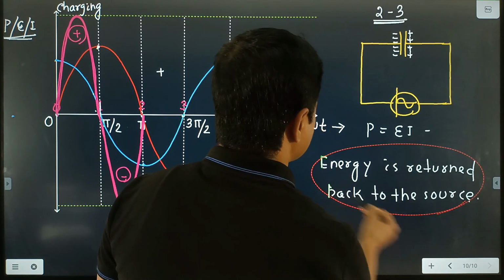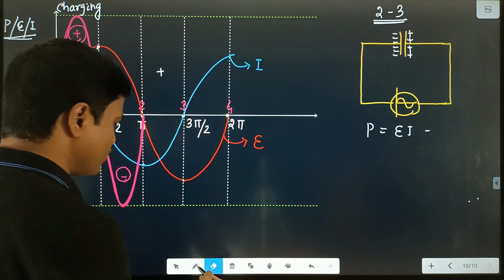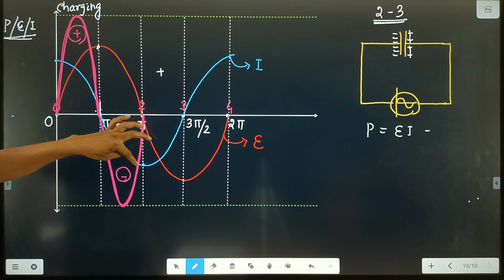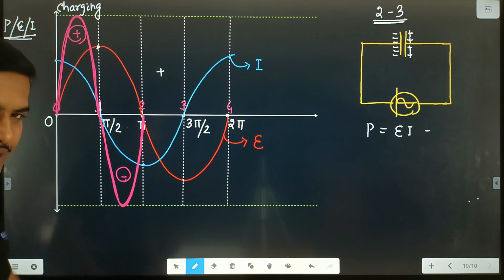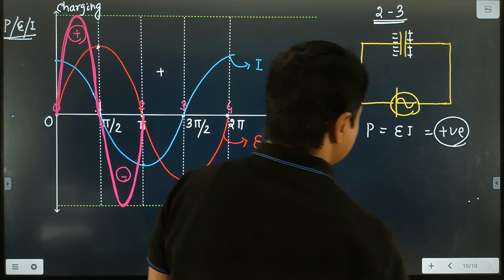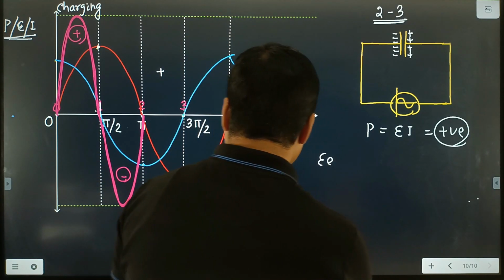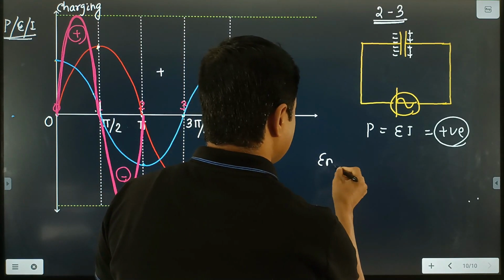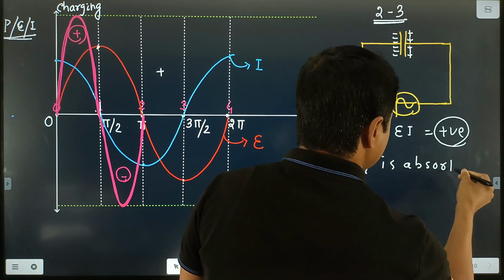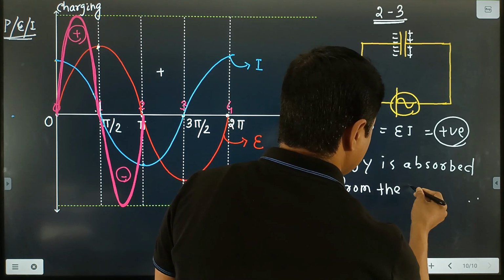Between point 2 and 3, what about your power? You know the formula for power. Power is equal to E into I. Here E, meaning voltage, is on the negative side. Current is also on the negative side. Both are negative. Negative into negative, so finally we write positive. That means power is positive. Power is positive means simply write energy is absorbed from the source.